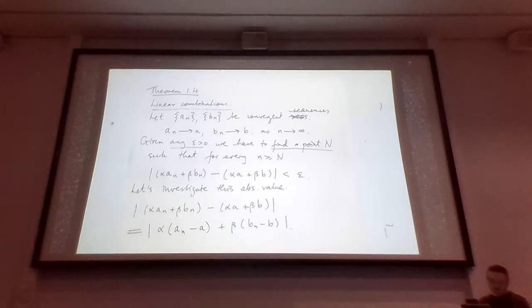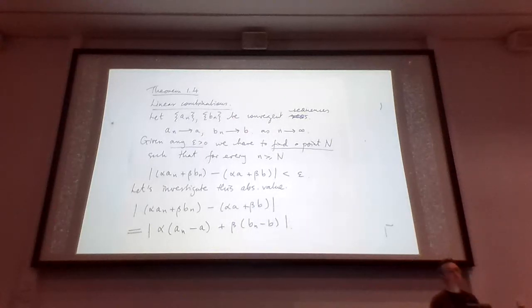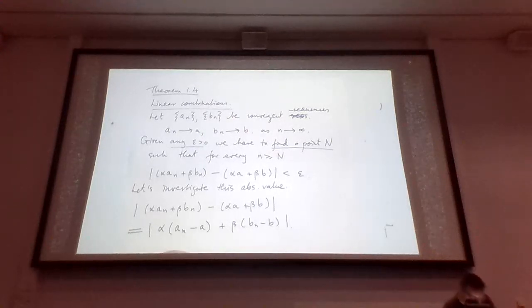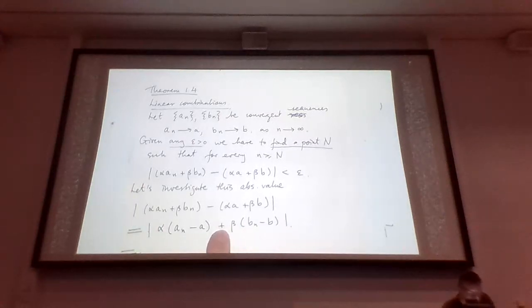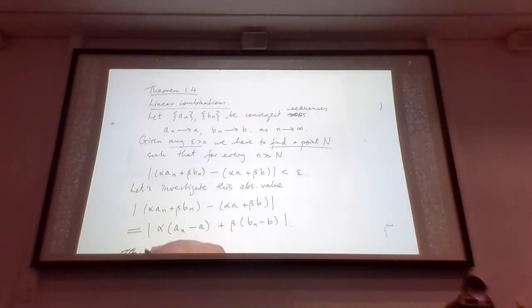Now we're going to have to show that this absolute value is less than something. There's a very important property of absolute values called the triangle inequality, which we used the last time when we were doing the uniqueness of limits. The triangle inequality says that if you've got the absolute value of the sum of two things, that is less than or equal to the absolute value of the first thing plus the absolute value of the second. So that's by the triangle inequality.